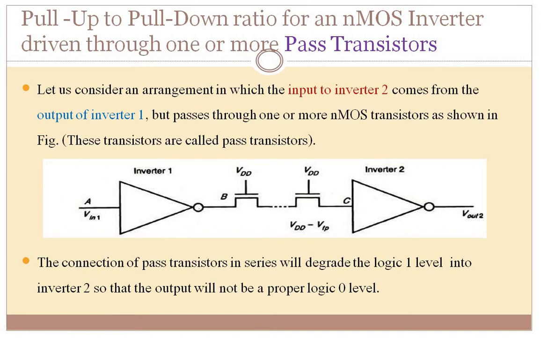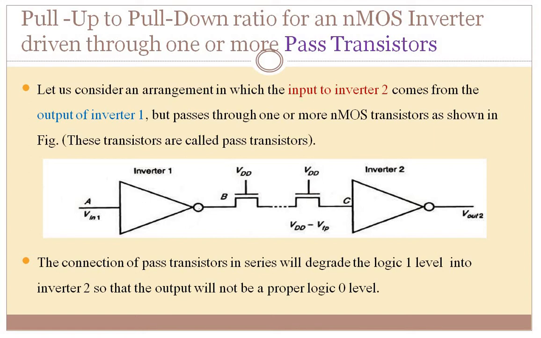What is the operation of your inverter? Whenever you give the input as 1, the output should be 0. If you give 0 as the input, you will get 1 as the output, correct? In the last class, in finding the pull up to pull down ratio of an nMOS inverter driven by another nMOS inverter, we had the same condition. But here we are using a pass transistor between the two inverters.